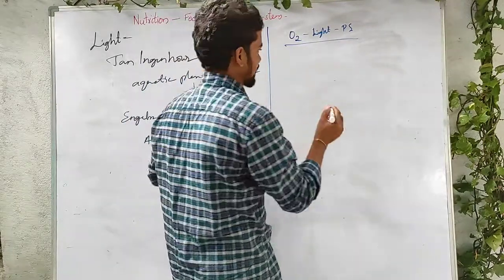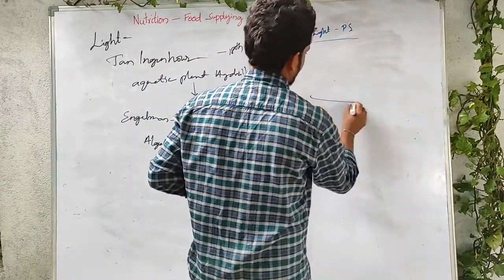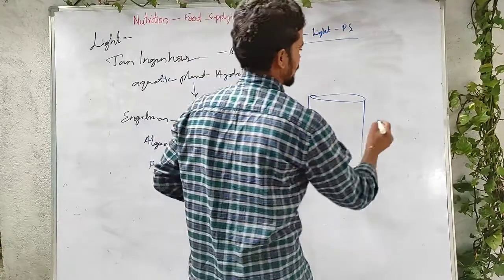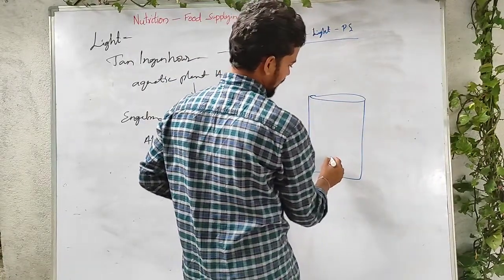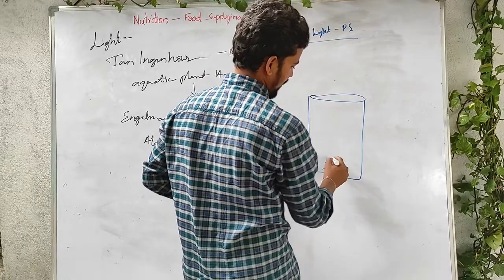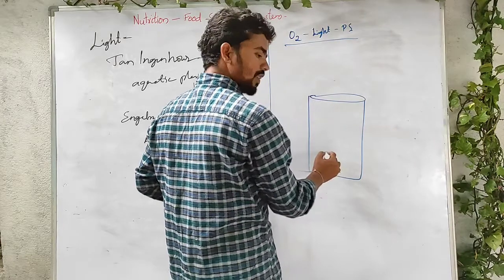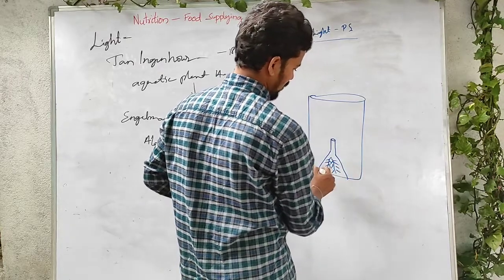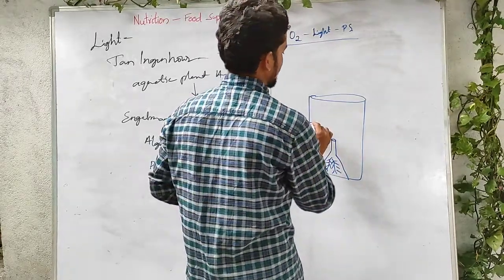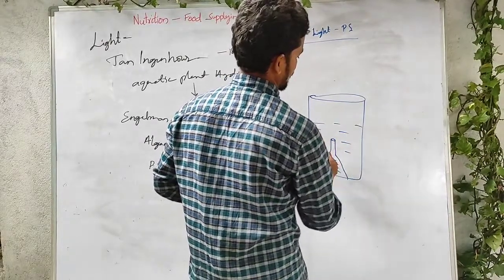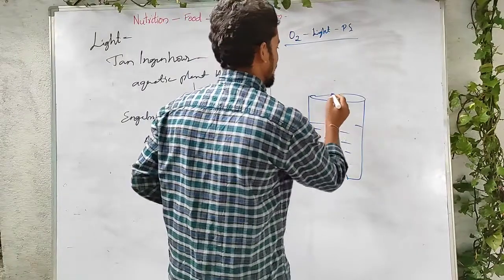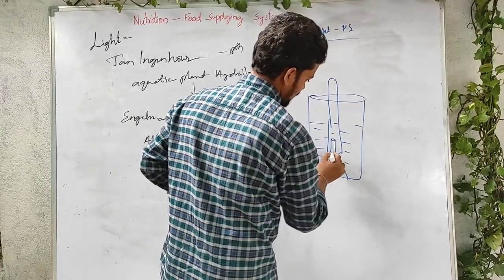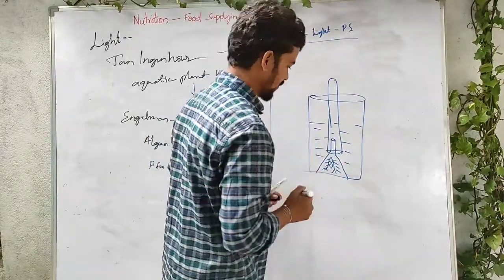Okay, so he has taken a beaker. We have to take these two sets, not one set. And he has taken a water plant, an aquatic plant, hydrilla. On the hydrilla, he put a funnel reversely and filled it with water, and he took a test tube with water and arranged the test tube inverted on the funnel.